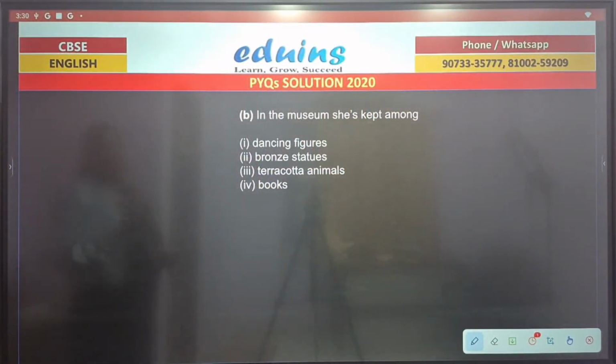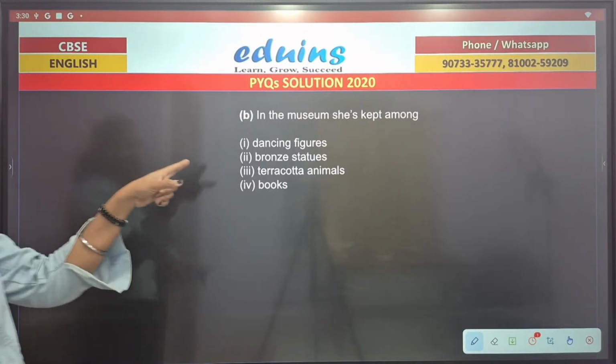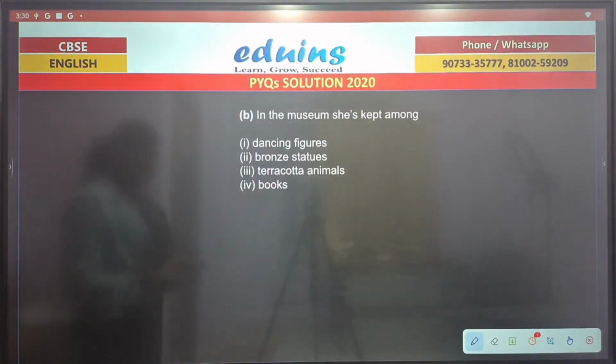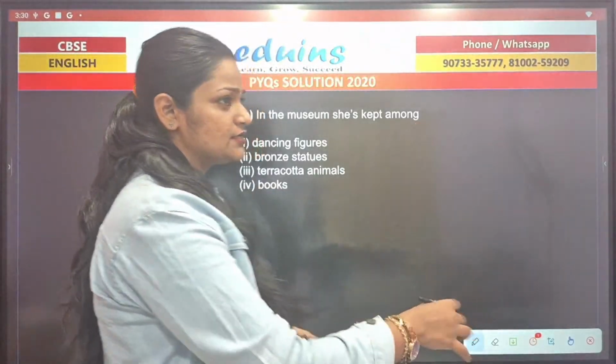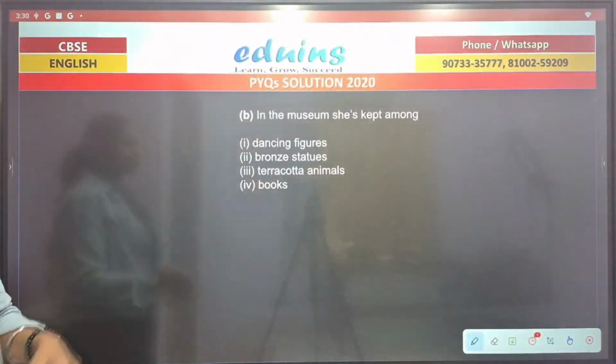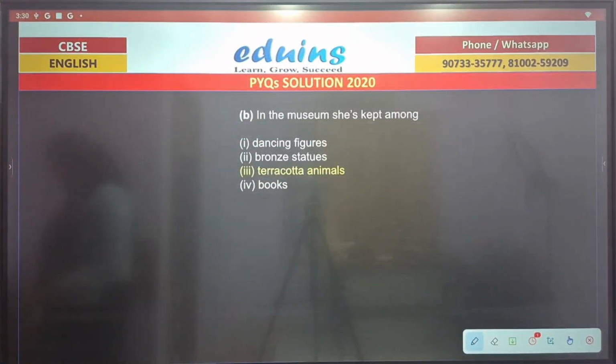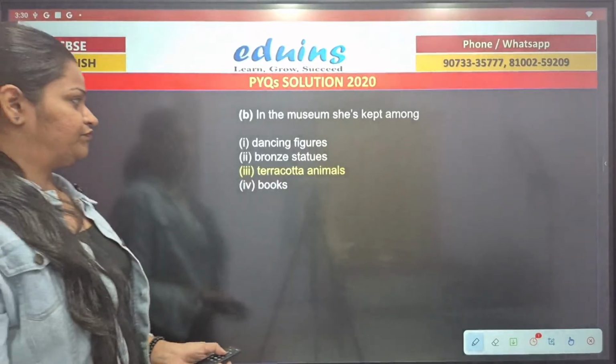In the museum, she kept among dancing figures, bronze statues, terracotta animals, books. Now we have already seen there is a dancing girl and there are so many terracotta animals, right? So our answer will be terracotta animals, okay? Moving on to the next question.